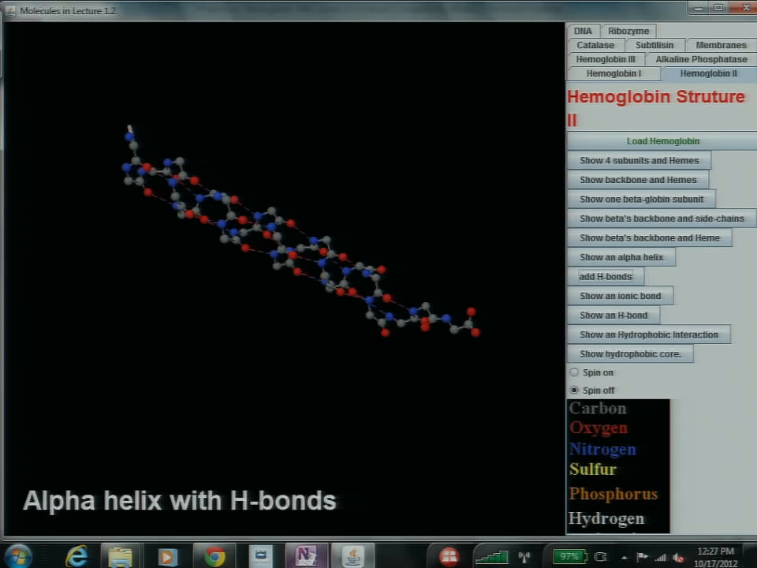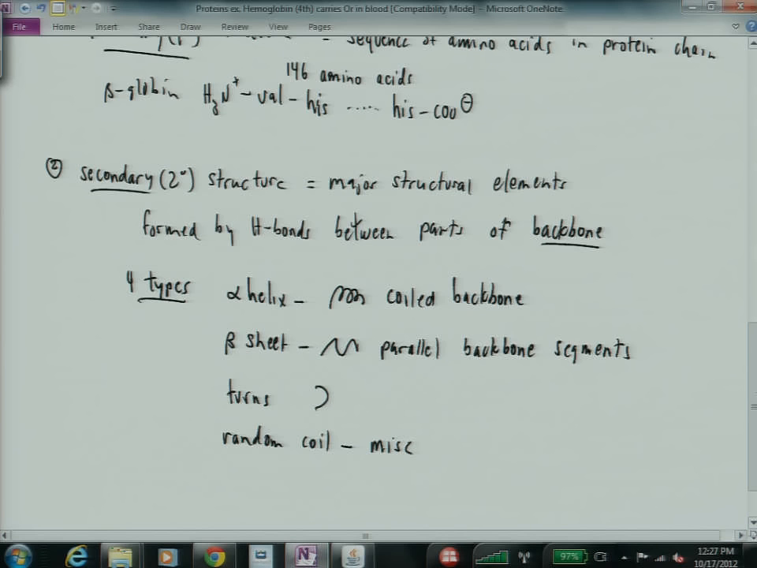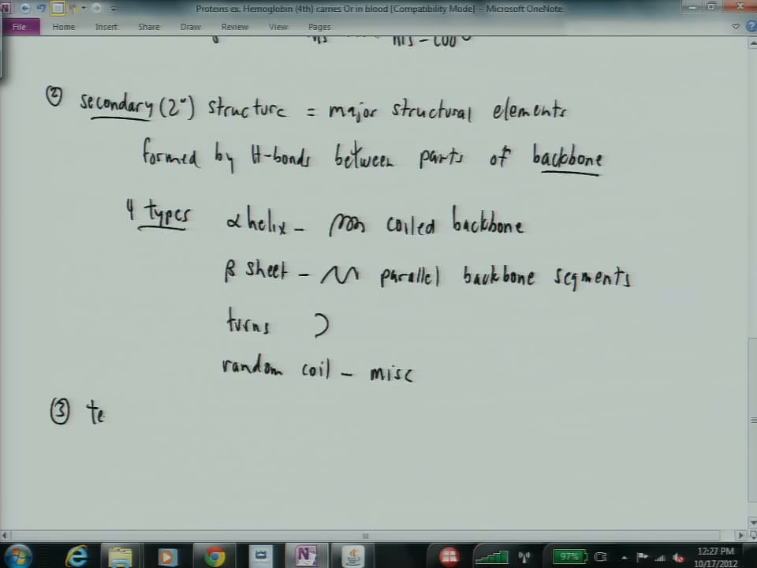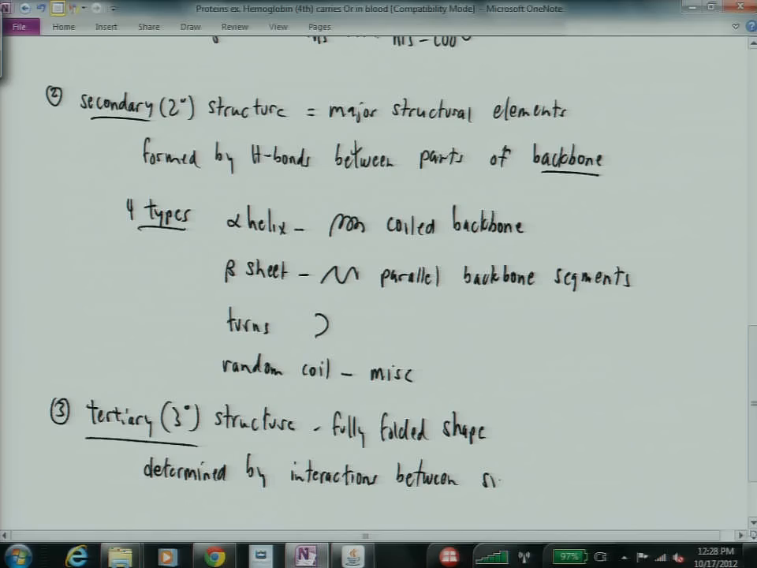Another level of structure. So that was secondary. The third one is tertiary, third degree structure. Okay. And that's the fully folded shape. And that's determined by interactions between side chains. So between different side chains.